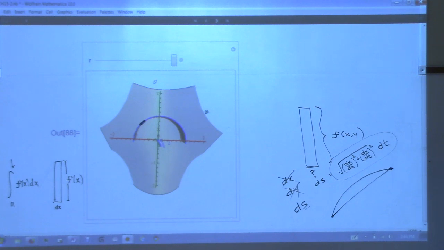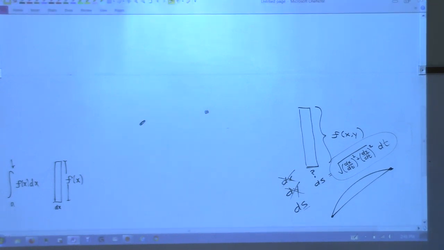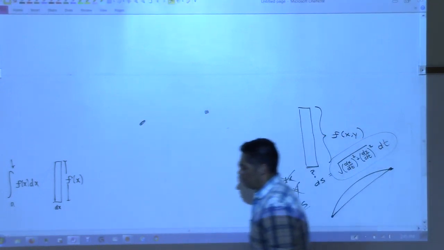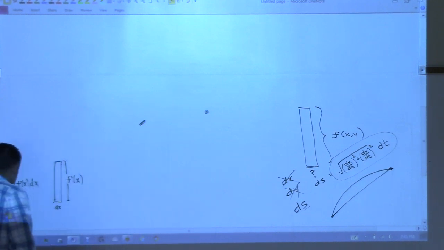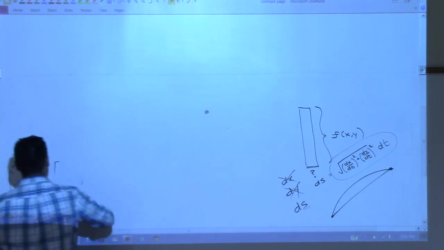Now, would you like me to go through where this comes from? I don't mind going through where this comes from if you want. Yeah, I can show you. Okay, let me go back and look at it from a Cal 2 perspective. Yeah, we'll do it this way.